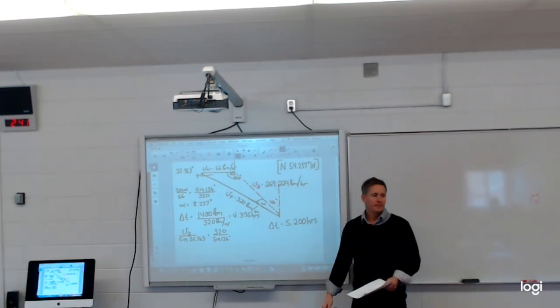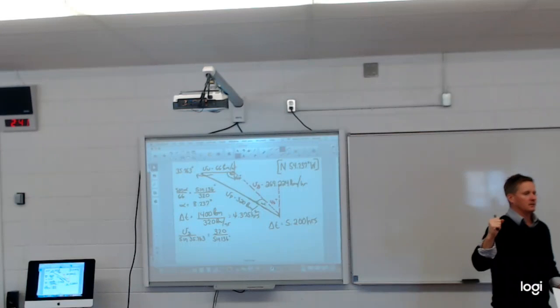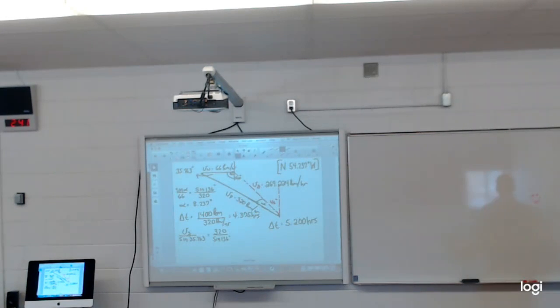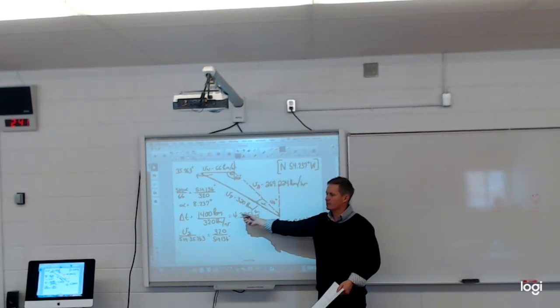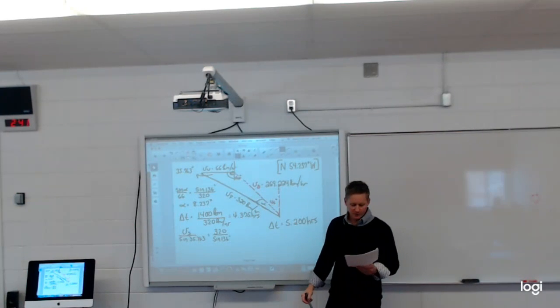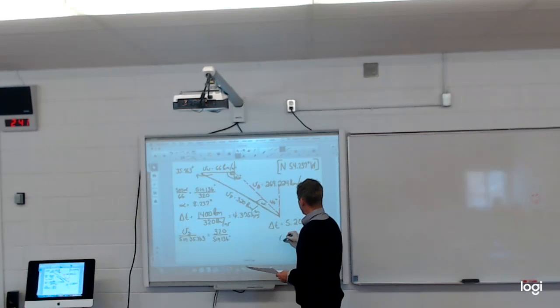So then, is it taking him longer to fly into the wind? Yeah, so he's going to lose some time. So I take 5.200 and subtract that value, and he loses 0.825 hours.